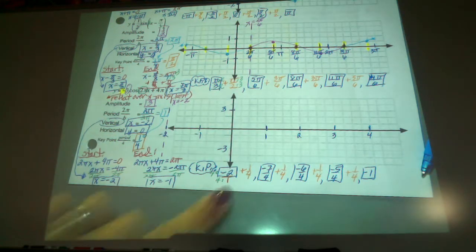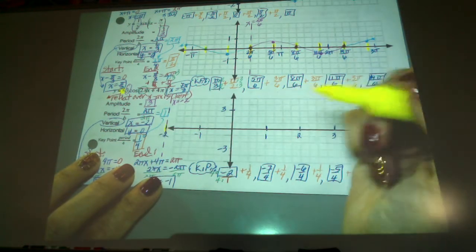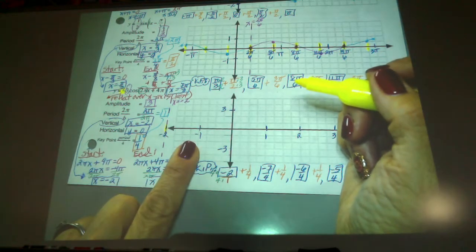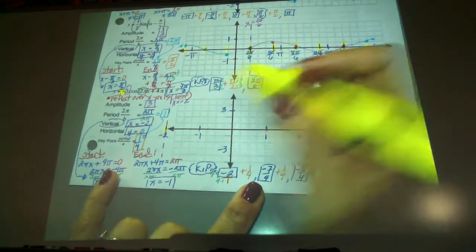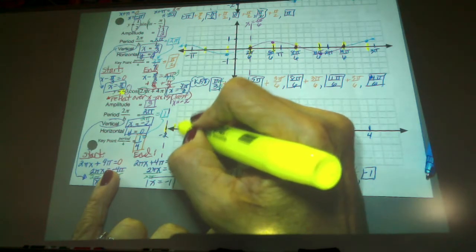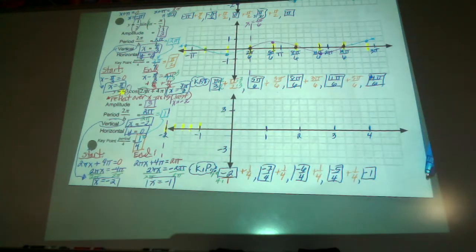So if -2 is my starting key point, I'm going to highlight that, -2. And it goes in every fourth from there. Isn't this marked in the fourths? So -7/4, well this is -8/4. -7/4 will be here, -6, -5, -4/4. That is going to be one period right there. So we have a lot of waves to put in this one. But I would start right there.